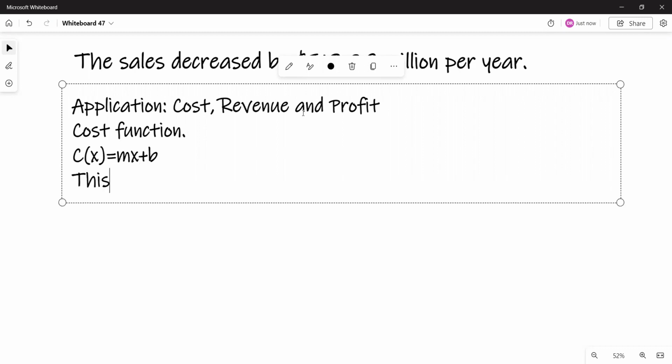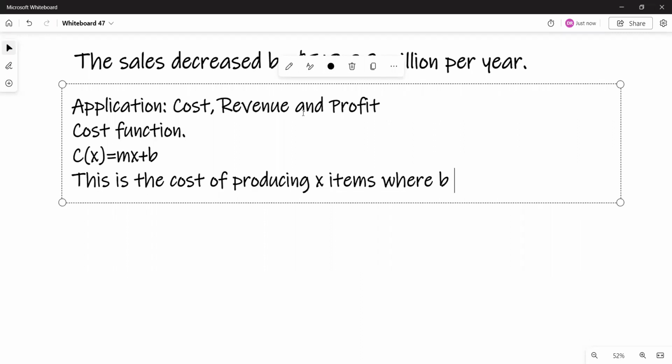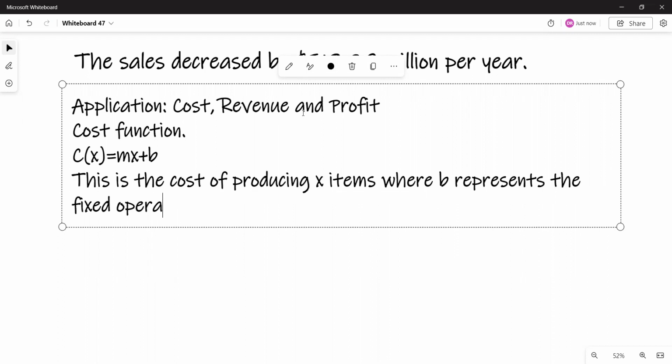Okay, so this is the cost of producing X items, where B represents the fixed operation costs and M, the cost of producing each item.